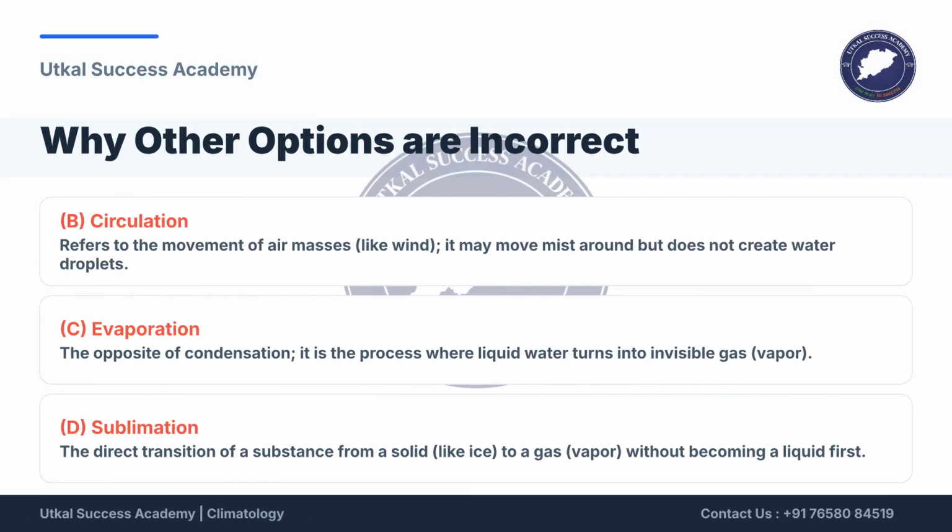Let's review why other options are incorrect. Circulation refers to air movement, not the creation of water droplets. Evaporation is the opposite of condensation, changing liquid into gas. Sublimation is the direct change from a solid to a gas, bypassing the liquid phase.